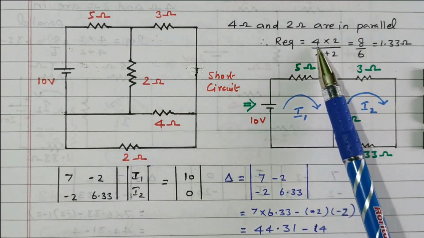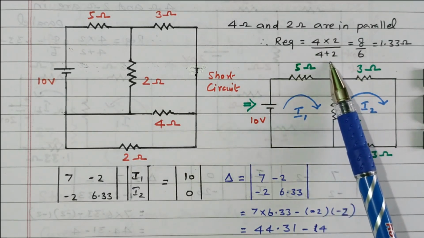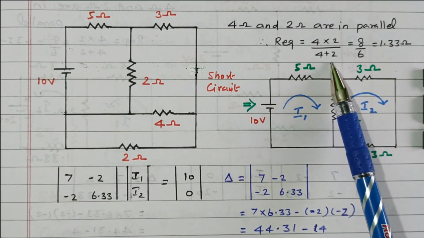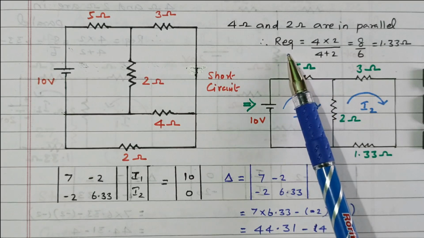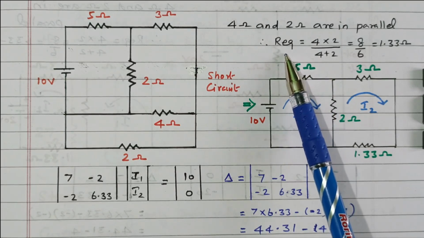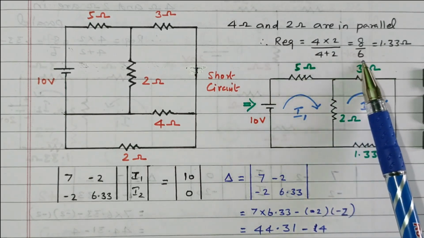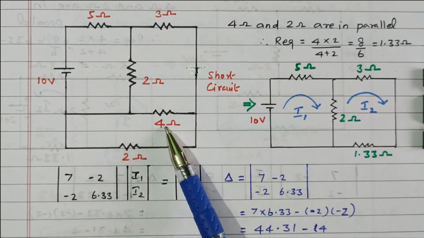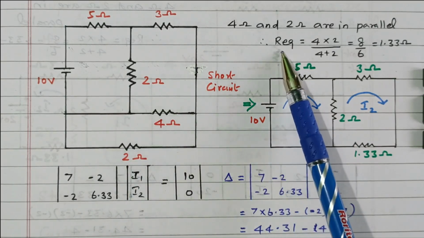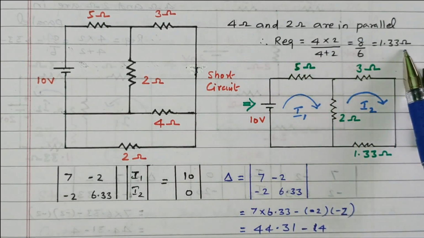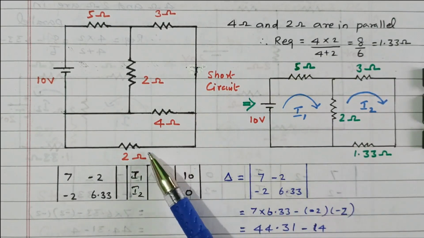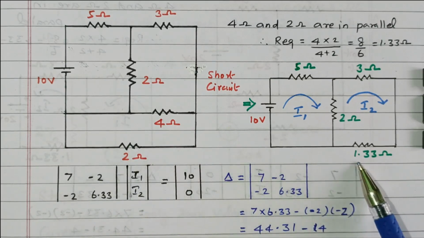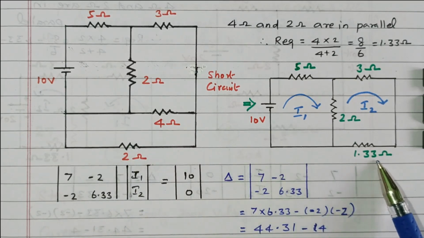So R equivalent is 4 into 2 divided by 4 plus 2. That is R1 into R2 divided by R1 plus R2, the equation for finding the equivalent resistance when two resistors are connected in parallel. So 8 divided by 6 is 1.33 ohm. These 2 ohm and 4 ohm are connected in parallel, so the equivalent resistor is 1.33 ohm, and that is available here. After simplification, the equivalent resistance is 1.33 ohm.